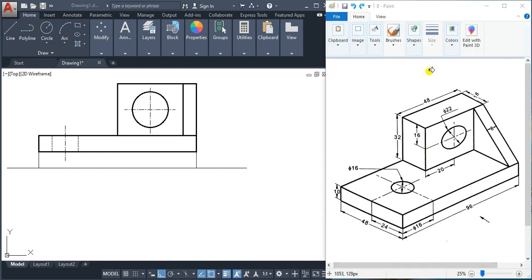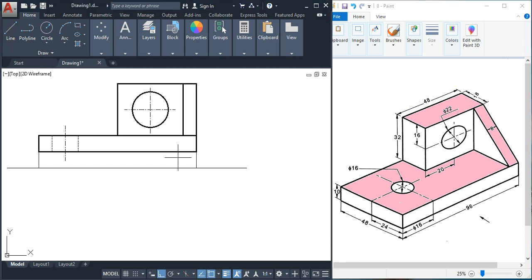This is the top view direction, and you see what surfaces are visible in the top view: this surface, and also this surface. These are the surfaces visible in the top view, and also here we have to represent the circle. The hole is visible, but in this direction the hole we have to represent with dotted lines. So let's draw the top view of this diagram.